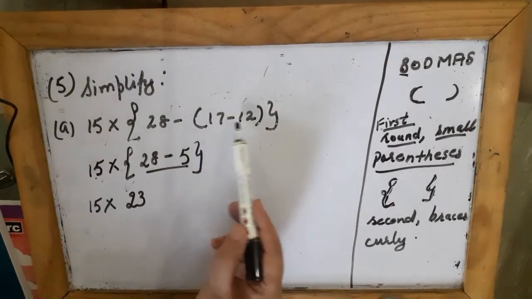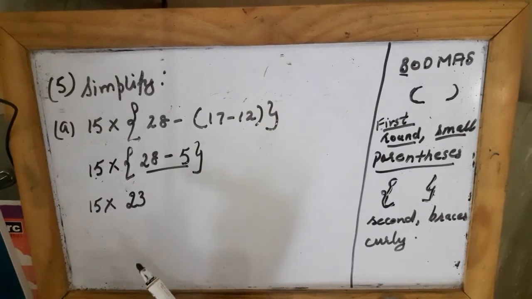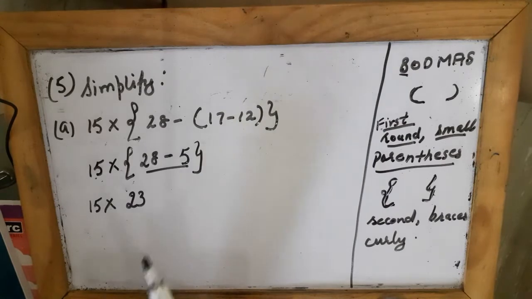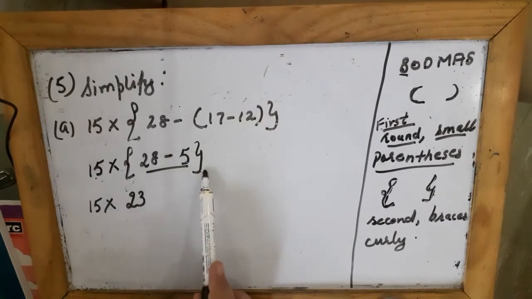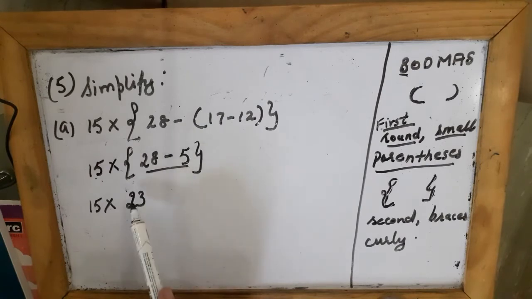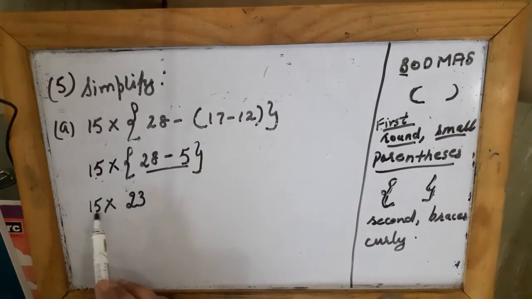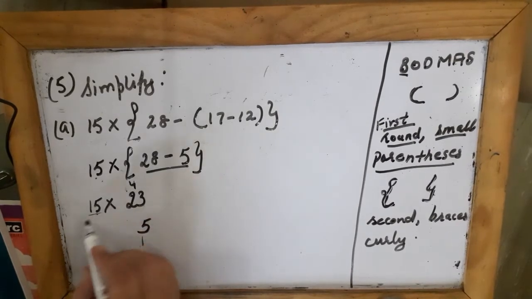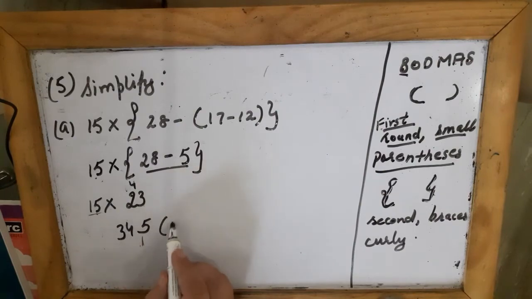So first I solve the small bracket. I got the answer 5. So this becomes 28 minus 5. Now I will solve the curly bracket. 28 minus 5 is 23. Now I am left with 15 multiplied by 23. Now when you multiply, you know the table of 15, 15 3s are 45, 5 2s are 30, and 4 is 34. So what's your answer?